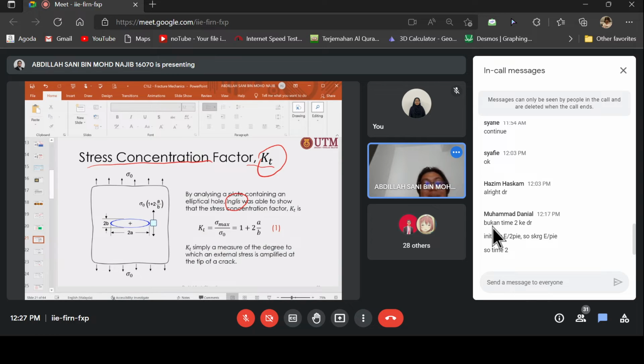This is an ellipse, the shape. With this elliptical hole, this guy was able to show that the stress concentration factor KT is equal to 1 plus 2A over B. Okay, 1 plus 2A over B. So this is what English came up with.